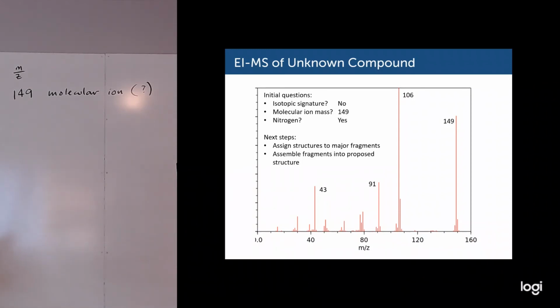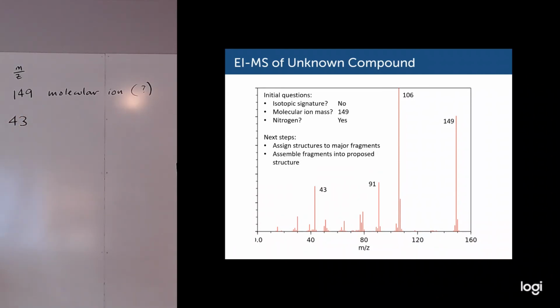The first thing I'll do when I'm thinking about this is look for m over z ratios that sound familiar, because it turns out that there are some kinds of bonds in organic compounds that are far more likely to break whenever they're present in mass spec. So I'm just going to start by choosing to discuss the signal at 43 m over z.